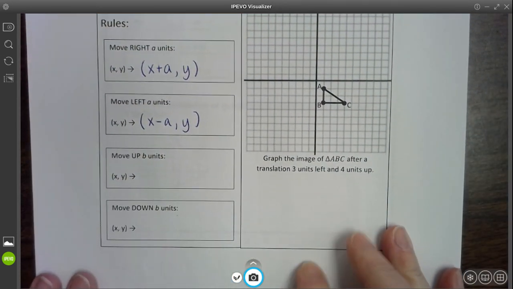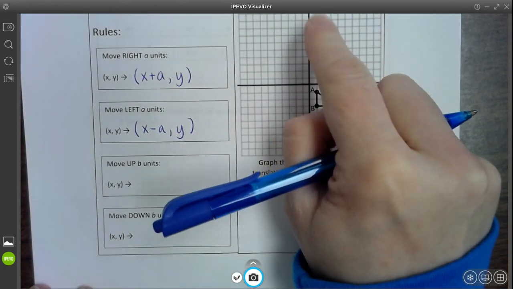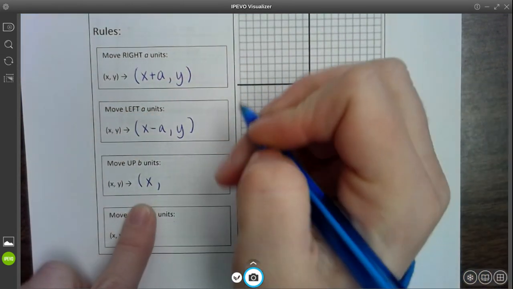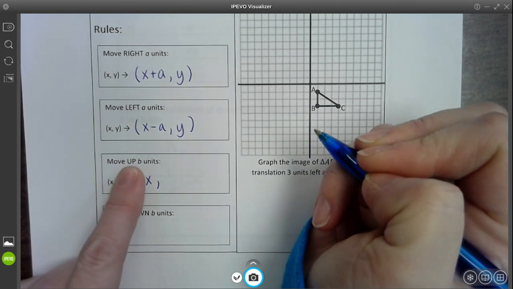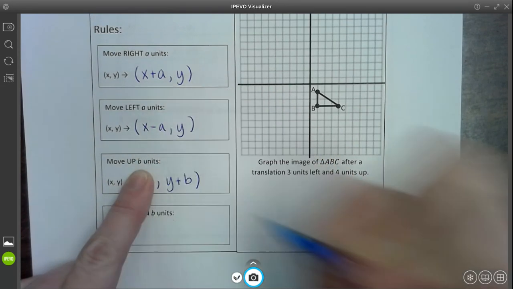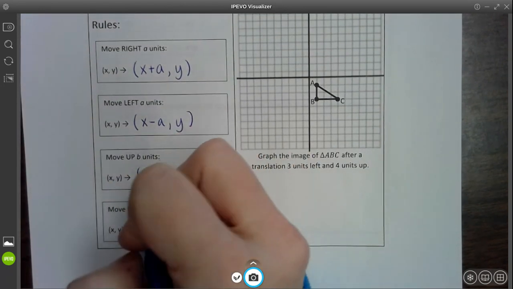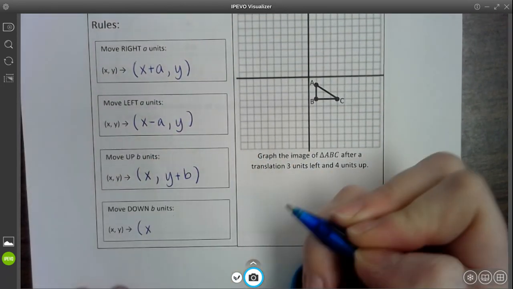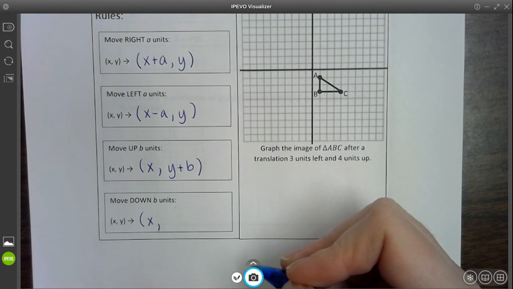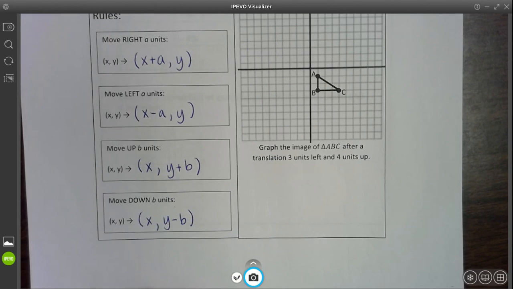Okay. Now what if I were to move up instead of left or right? Up is now affecting the y axis, right? Or the y coordinate. So in this case, the x is going to stay the same. But now my y coordinate would change. So if I'm moving up, that's positive. So I would be adding however many units we're moving up. In this case, it's b. I'm adding that to the y coordinate. And if I'm moving down, I think you're going to figure this out. It's not going to affect the x coordinate at all. Down is the negative direction. We're moving down, so we are going to be subtracting that b amount from the y coordinate.